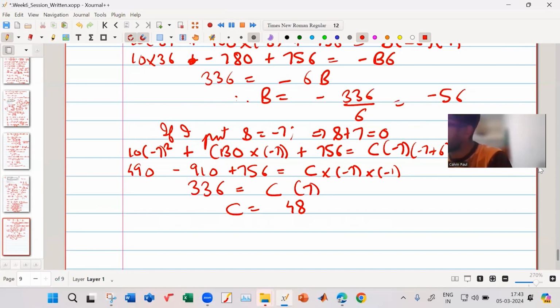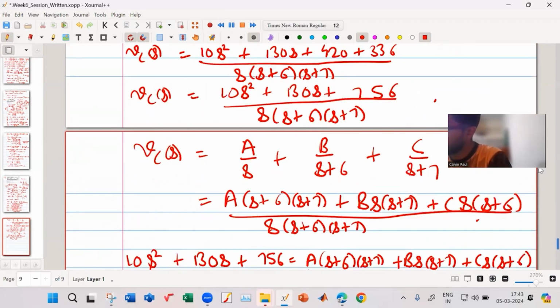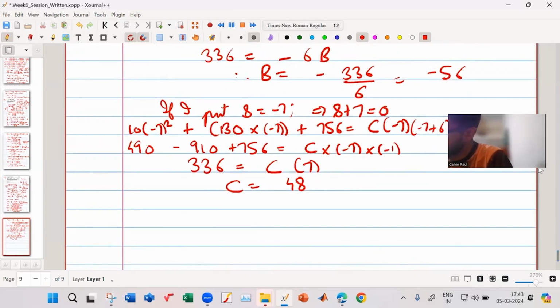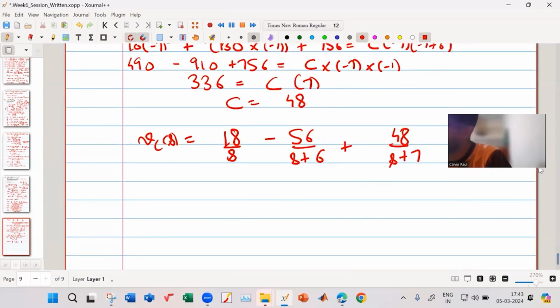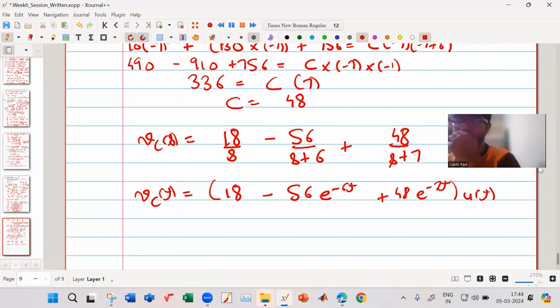So now I will substitute that. I will get my V_C of s is equal to A upon s plus B upon s plus 6 plus C upon s plus 7. So my V_C of s, A is 18 upon s, B is minus 56, so sorry, it will be minus 56 divided by s plus 6. C is 48, so 48 divided by s plus 7. Now what will be its inverse Laplace transform? This will be 18 minus 56 e raised to minus 6t plus 48 into e raised to minus 7t, into u of t. Okay.